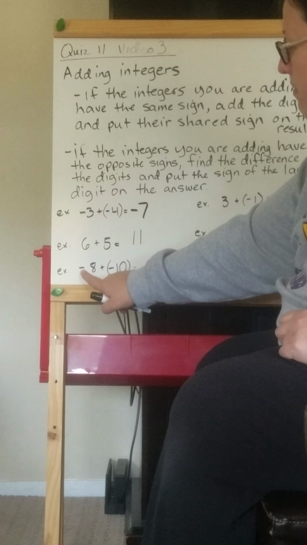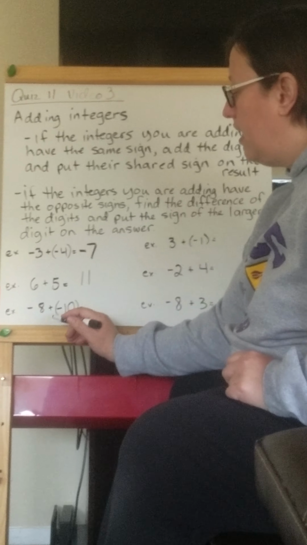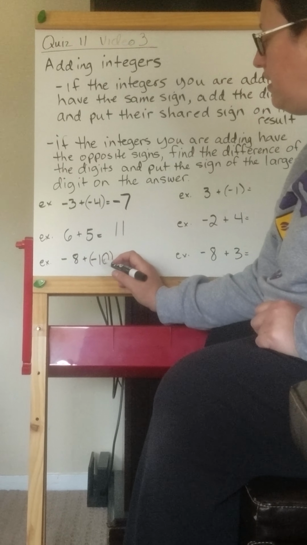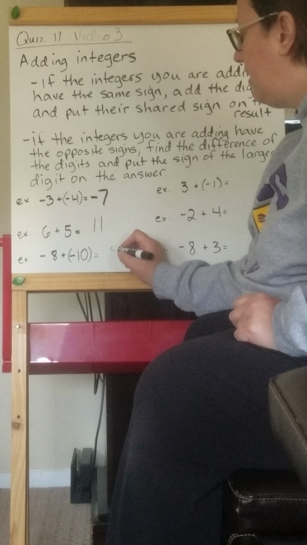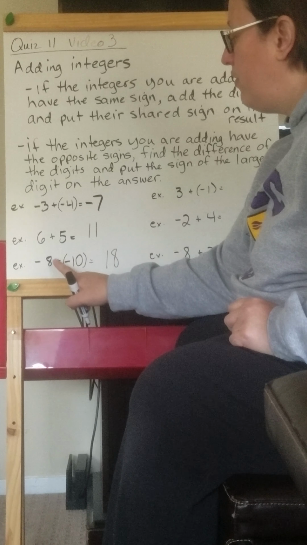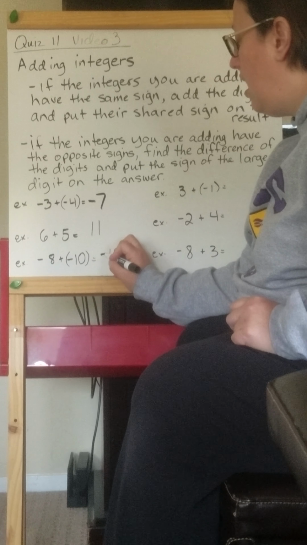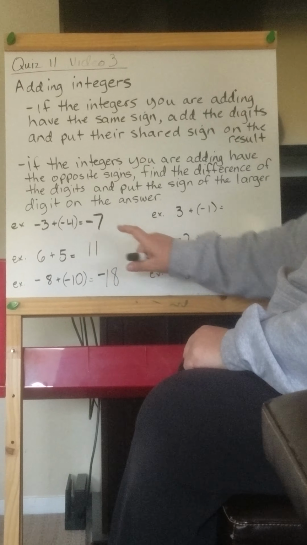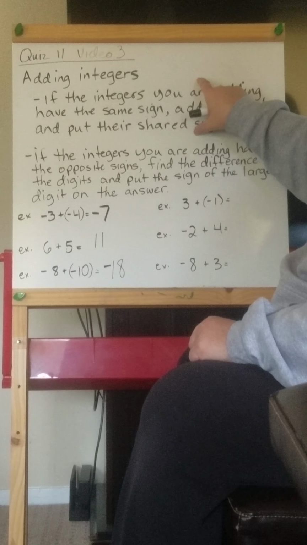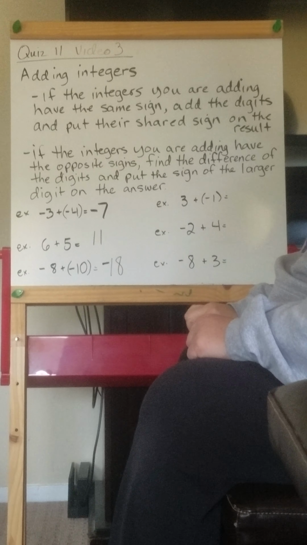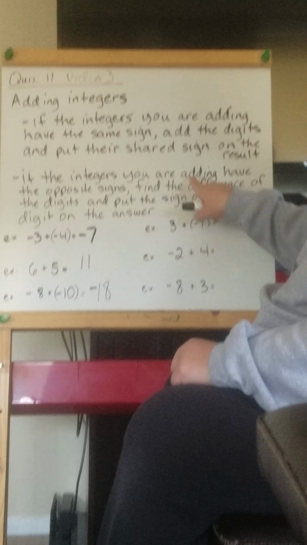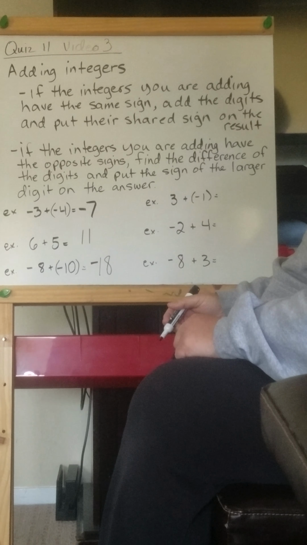All right, so we have a minus 8 and we're adding a minus 10. They both have the same sign, so we combine the digits. 8 and 10 makes 18. And we put the sign that they both have, which is a negative sign, onto the answer. Okay, so all three of these examples were this first set of rules. Now, these next examples are going to be the integers having opposite signs.